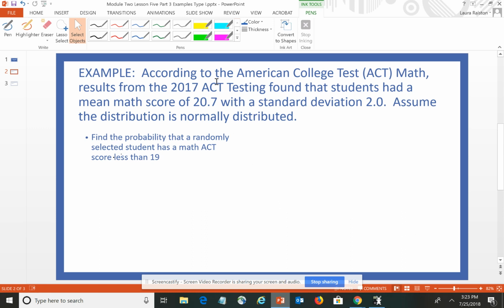If you'll remember, I mentioned to you early on that we need to know three things in order to work through these problems. We need to know that it's normally distributed, which they tell us in the problem. We need to know the mean of the distribution, which they give us in the problem. And for this one, it is 20.7. And we need to know the standard deviation, which is also given in the problem as 2.0.